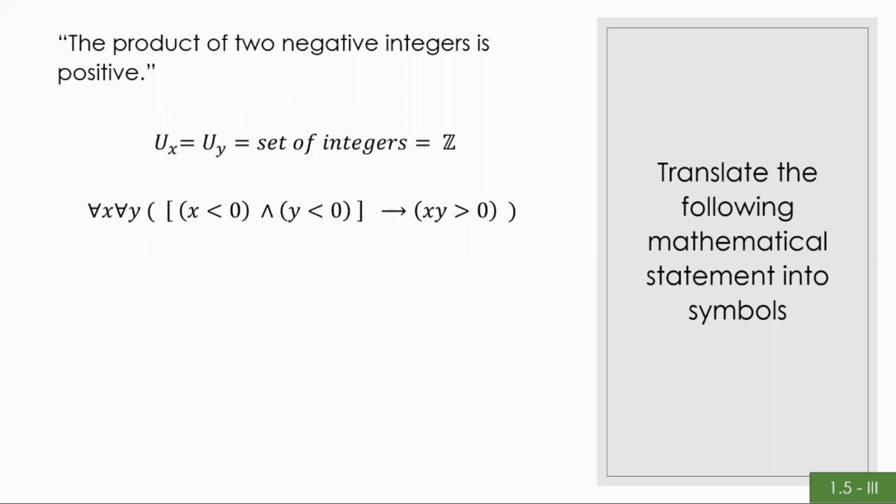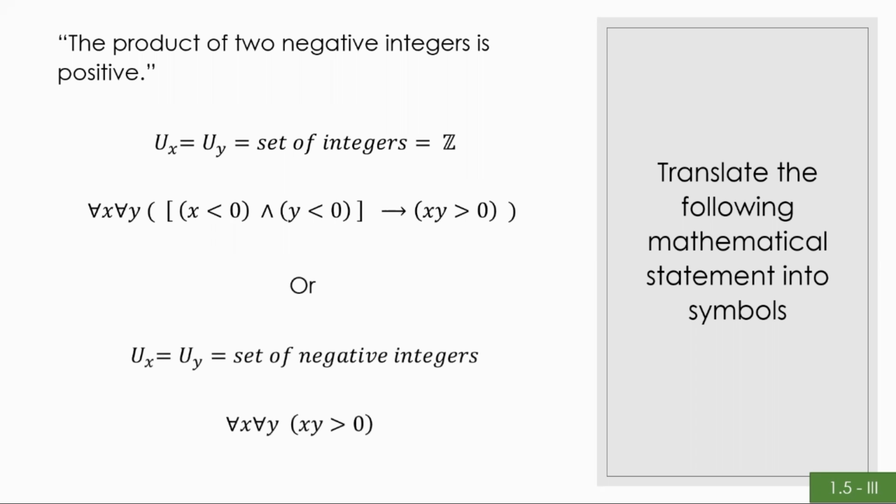For all x and all y, if x is less than 0, so x is negative, and y is less than 0, so y is negative, that implies that the product of multiplying them would be a positive number. Again, this is the way I would prefer to do it. You could also, a quick way to do this is to restrict the domain. It makes the statement a lot easier. You could say, I'm sorry, change the domain to just be negative integers.